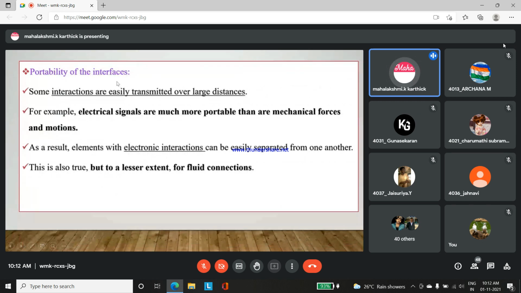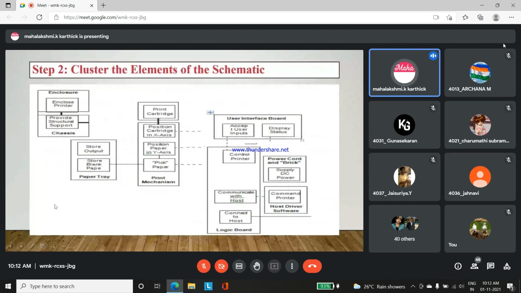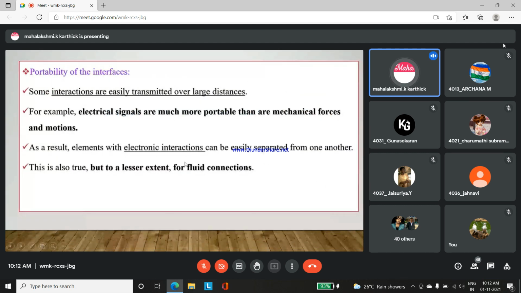Portability of the interfaces. So interactions are easily transmitted over large distances. When you are making this clustering part of any product, we will also analyze what type of energy you have to depend on, like electrical signals needed for your product or a mechanical force. So people will analyze accordingly and group the elements. They will find electrical signals are much more portable.